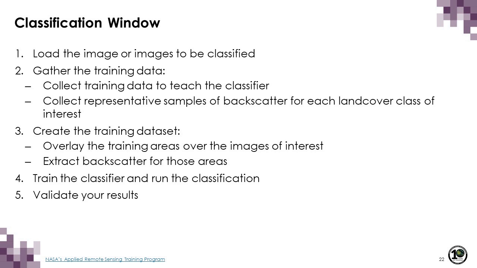So what we'll be applying here is a supervised classification approach. And when you're doing a supervised classification, you need to train your classifier. So we'll be collecting training data to teach the classifier what are the statistics for each class that we identify. And we'll be collecting representative samples of backscatter for each land cover of interest. Then we'll create the training data set. That means we'll overlay the training areas over the images of interest, and we'll extract the backscatter for those areas. We'll train the classifier, and we'll run the classification. So in this case, we'll run a CART classification, and then finally, we'll validate the results.